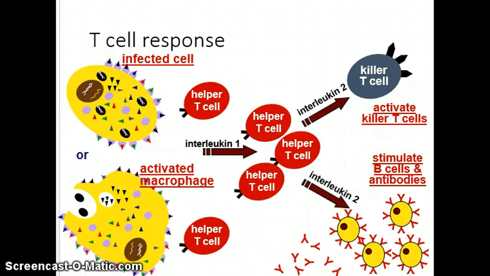So there are two things needed for a helper T cell to activate this adaptive immune response. First, it needs a foreign molecule to be present that has bound to the antigen receptor of the T cell. And next, that antigen has to be displayed on the surface of an antigen-presenting cell. That antigen-presenting cell can be a dendritic cell, a macrophage, a B cell, or it could be a body cell.